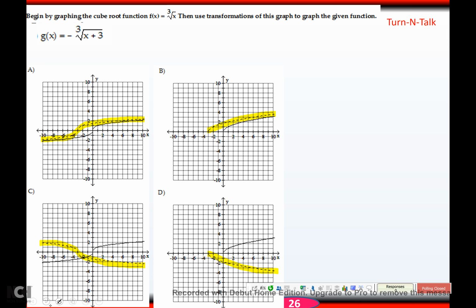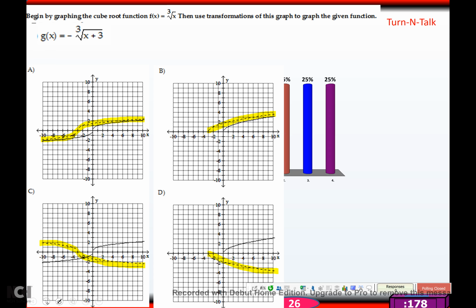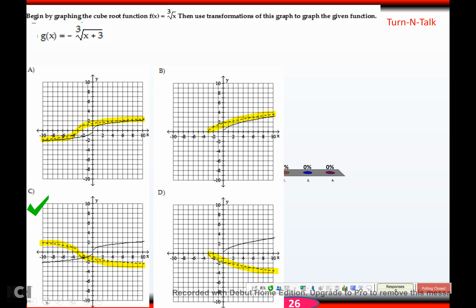Hit pause, come back when you're ready. And hopefully you got C. If not, let's look at why. We know that this negative is going to reflect over x. And we know that this plus 3 is going to move it left 3. So, again, cubics are a little bit harder to kind of just move in your head. So I'm going to use my ordered pairs. So I have -1, -1, 0, 0, 1, 1.